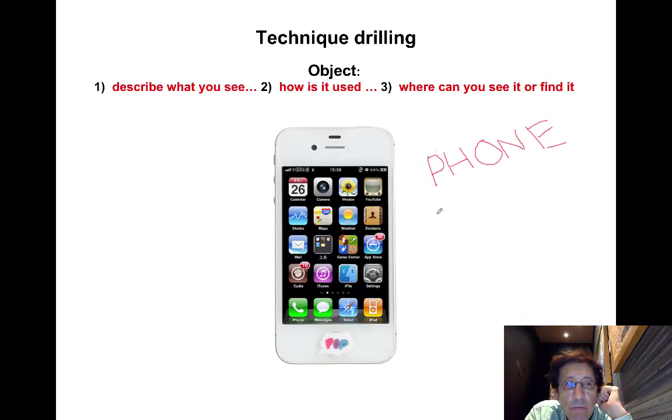Okay, what else? These apps have different functions. There are calendar, camera, photos, YouTube, WeChat and Messenger. So what do you use this object for? We use this object to call people and chat with people. We can take a photo. We can watch a video. Can you access the internet? Yeah, we can access the internet.